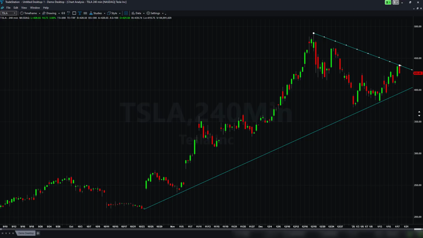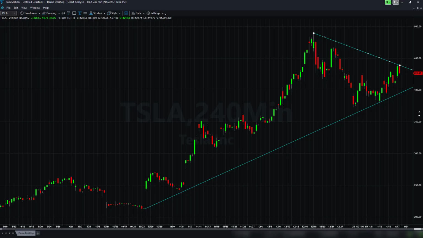Are there any other indicators I could use to make me feel better about this or figure out where the price would be going? Yes, you could consider using indicators like the Relative Strength Index, or RSI, to gauge the momentum of the price and see if it's overbought or oversold. You might also find moving averages helpful to confirm the direction of the trend.